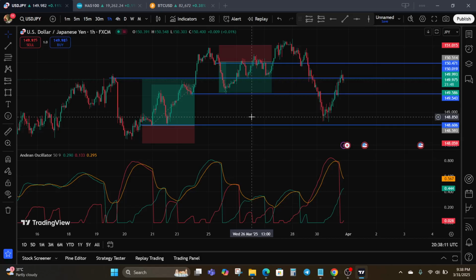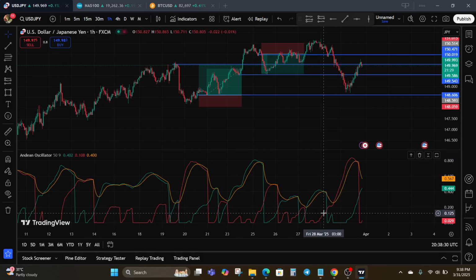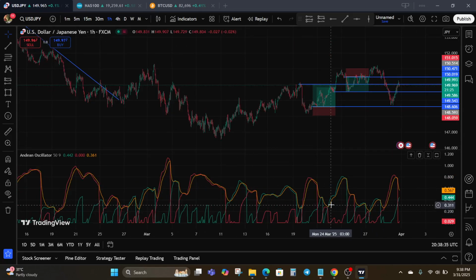So the Andean Oscillator is quite an effective tool for traders who want to buy low, sell high, and avoid unnecessary risks. By understanding overbought and oversold conditions, traders can time their entries and exits more effectively.